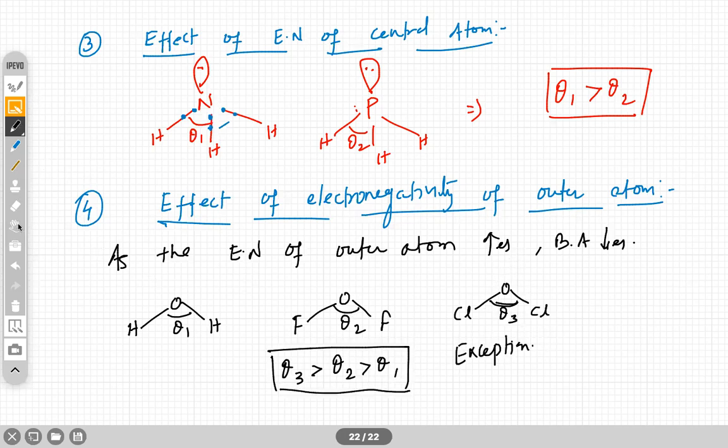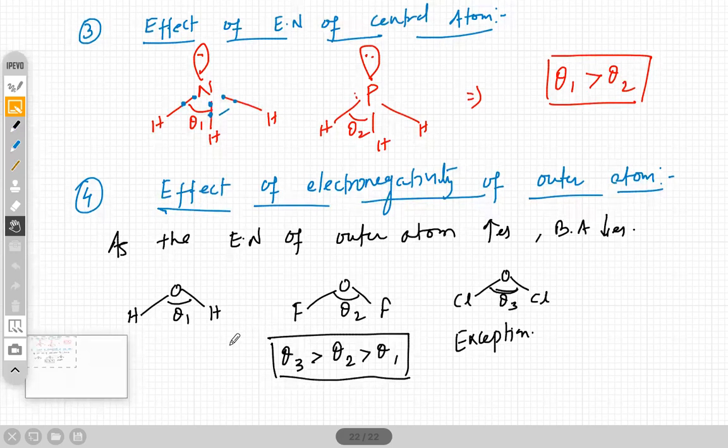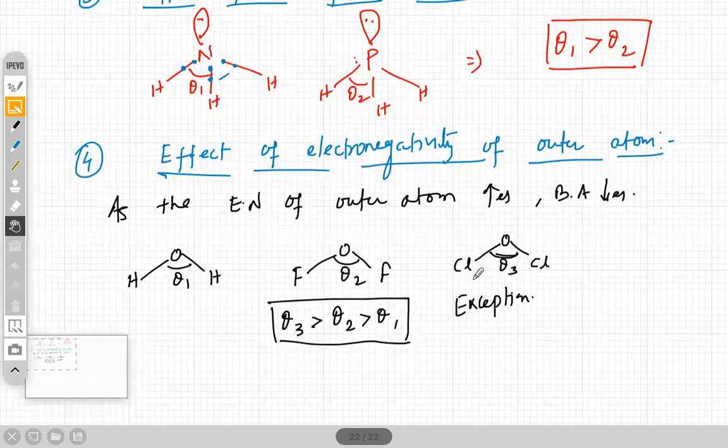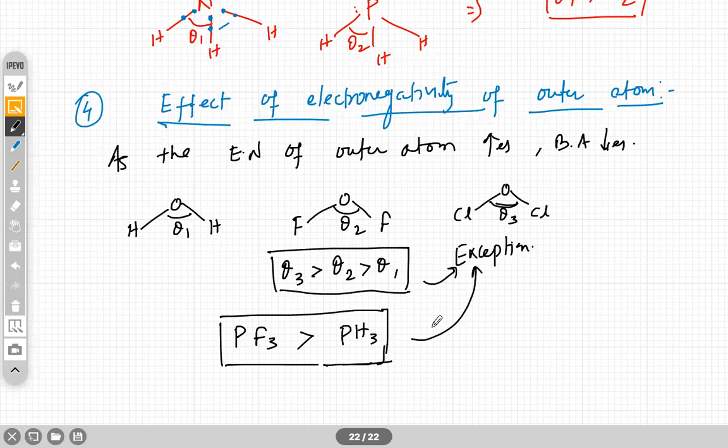Okay. One more exception we have here in case of PF3 and PH3. The bond angle of PF3 is more than to that of PH3, and this is also an exception we have. Understood?